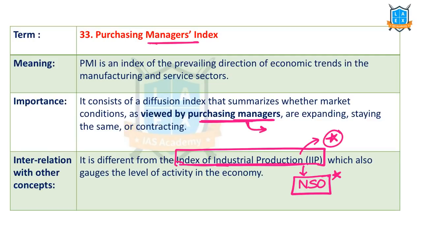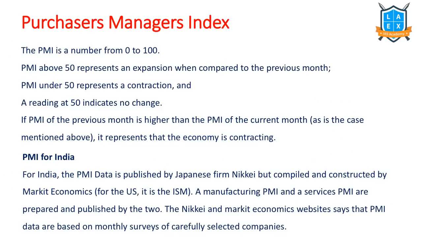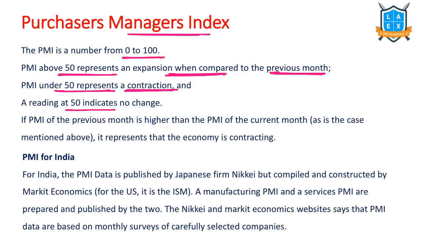So how are they expecting the economy to be performed? How are the market conditions going to be? That is measured under Purchasers Managers Index. This Purchasers Managers Index is a number from 0 to 100. If it is more than 50, there is expansion in the market. Compared to previous months, this month there is expansion. If it is less than 50, contraction. If it is equal to 50, no change. So based on PMI of the previous month, we calculate the current month.